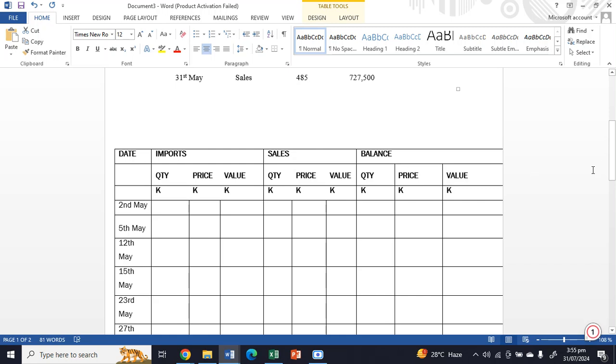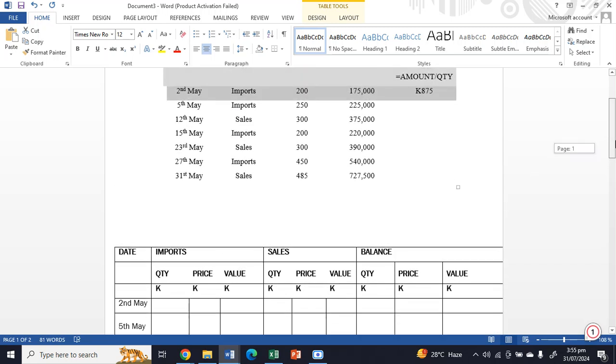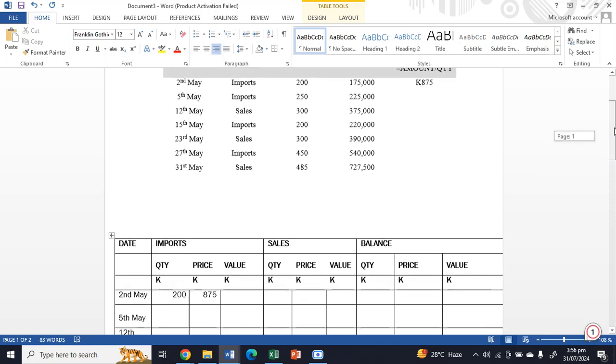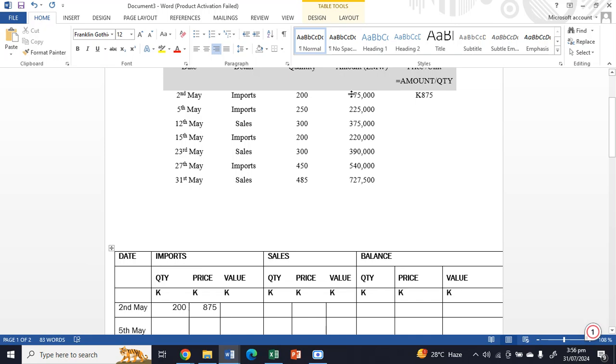So on the 2nd May, we purchased 200 goods. So quantity here, you put 200. Each of these costed 875 kwacha, and we paid a total of 175,000. And one thing you have to note with this question, there was no opening inventory. If there was opening inventory, we would have put it here in the balance. Would have started on this balance section with the opening inventory. But here there was no opening inventory. So 200 times 875, that's 175,000.